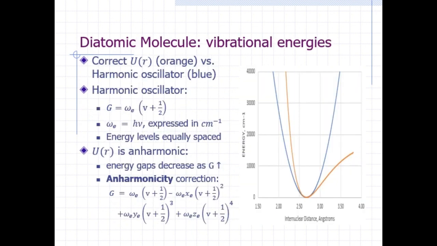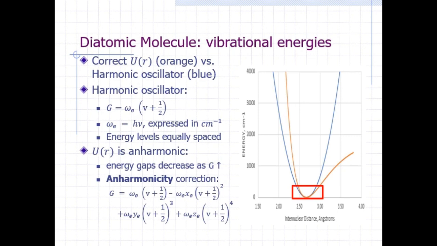The figure shown here illustrates the typical difference between the correct molecular potential energy curve for a diatomic molecule and the potential energy curve for a harmonic oscillator that agrees with it at low energies. Here, the orange curve is the correct molecular potential energy curve and the blue curve is the harmonic oscillator potential.